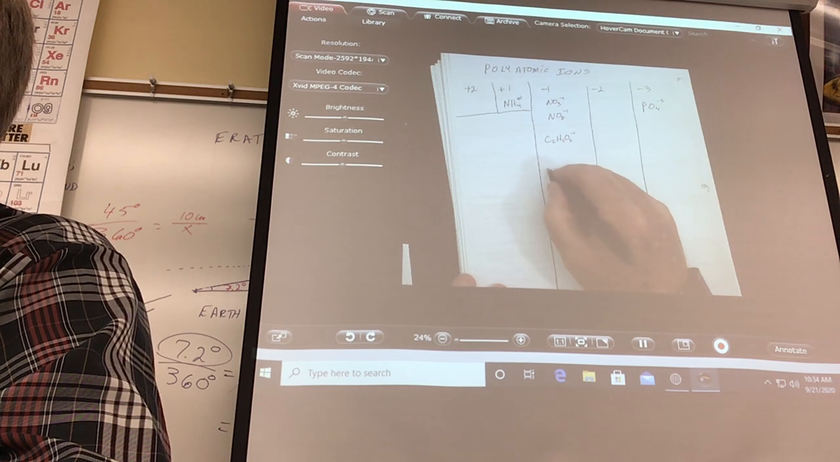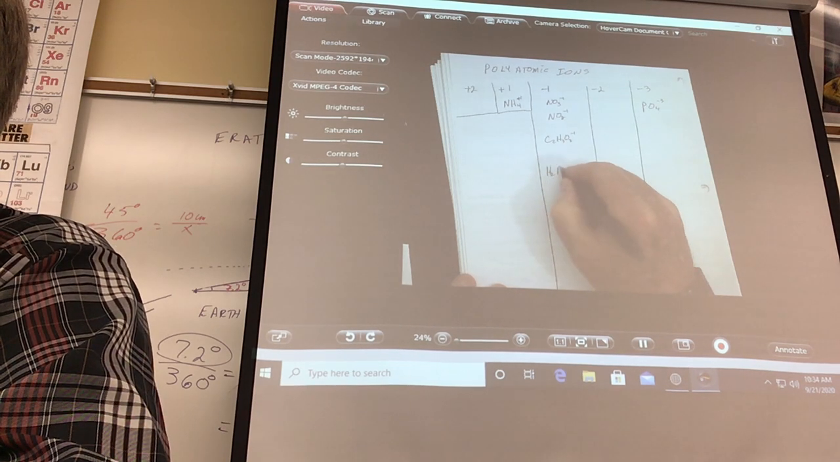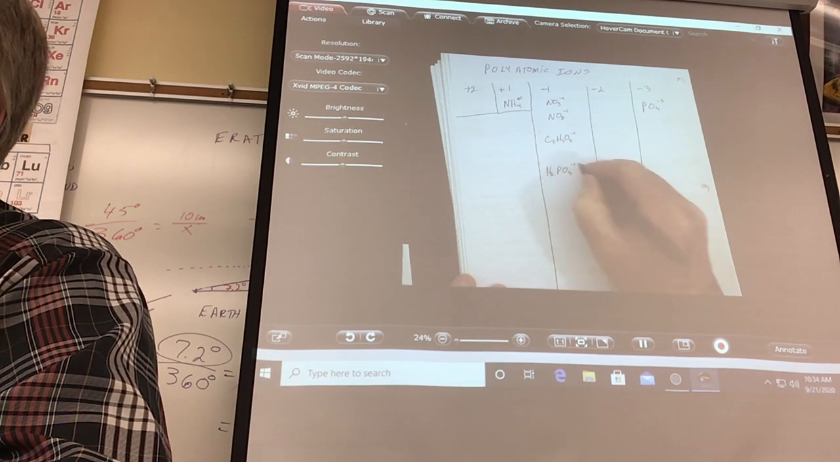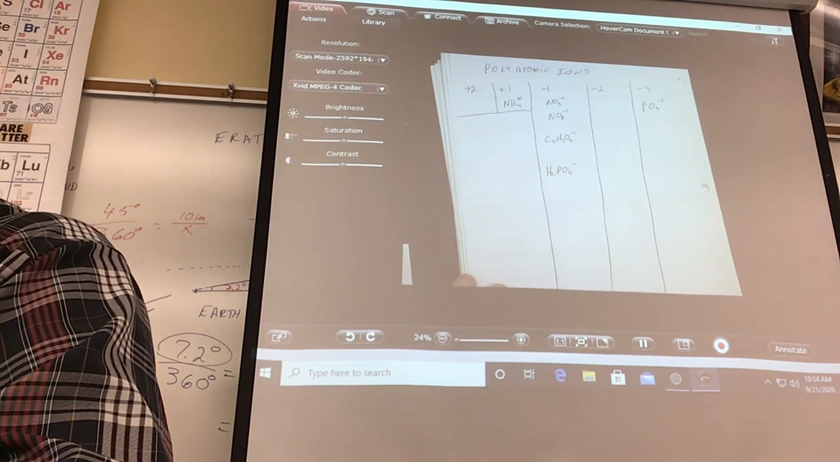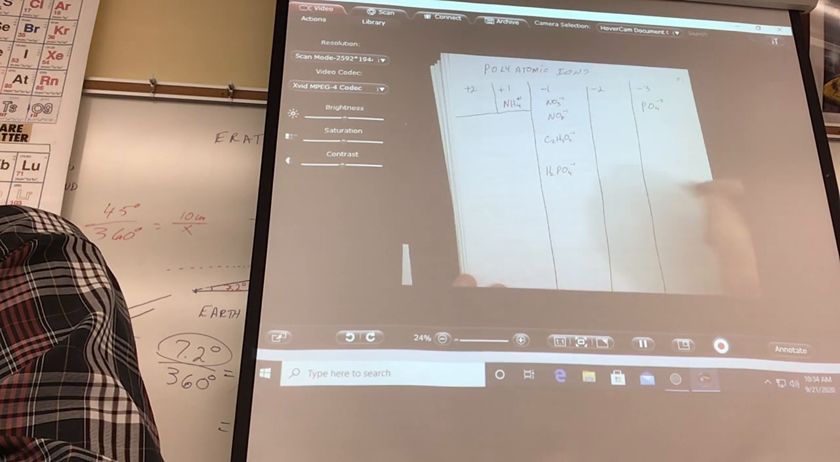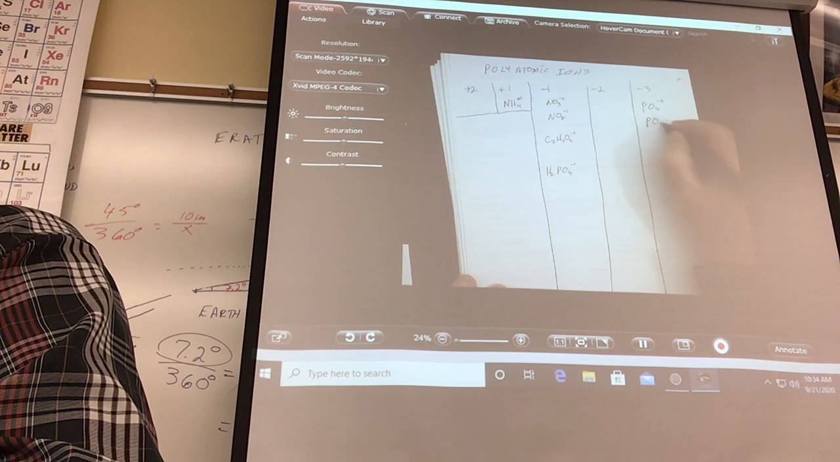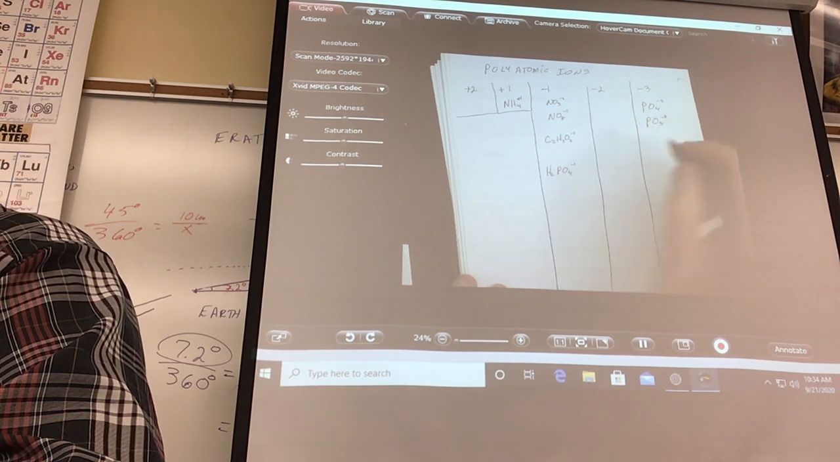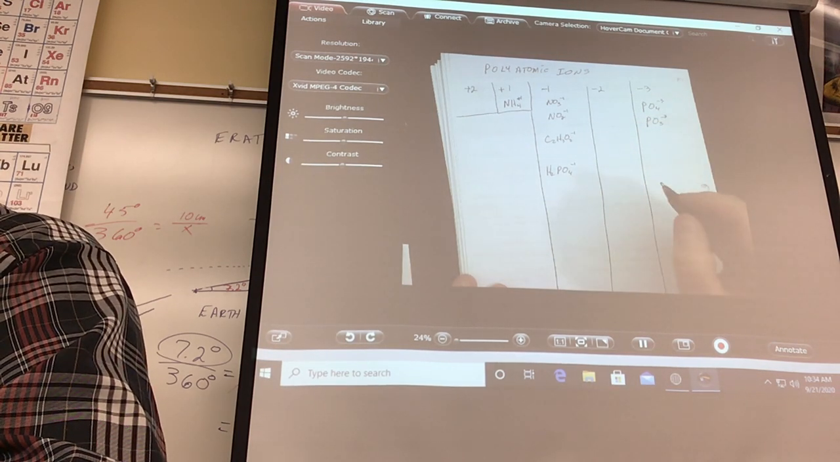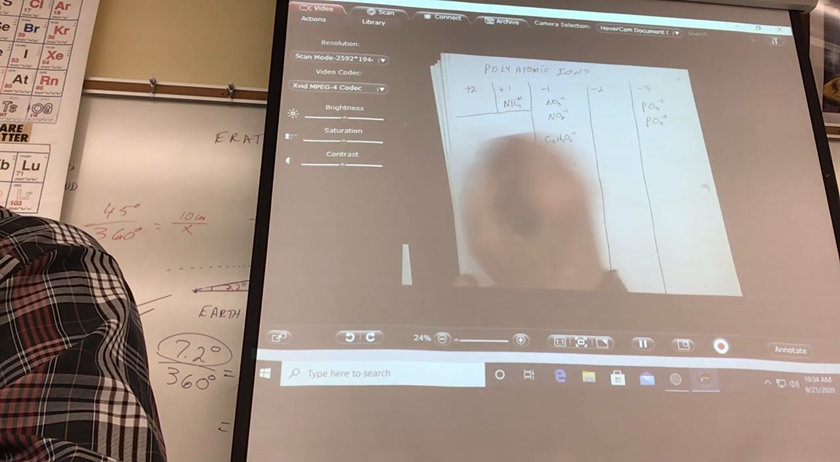What is the formula? H2PO4. Really? That's the one you memorized? Okay, that's interesting. Phosphite is -3. Oh, well, he's catching on: PO3. You're catching on to the game here. Carbonate, CO3, -2.